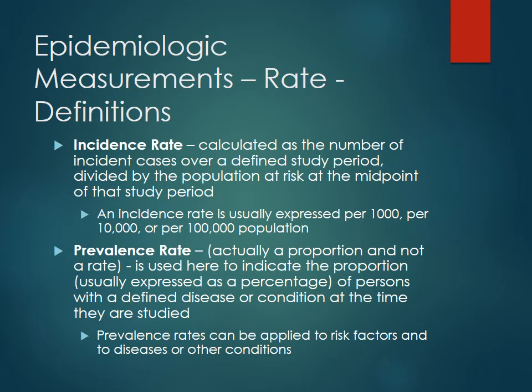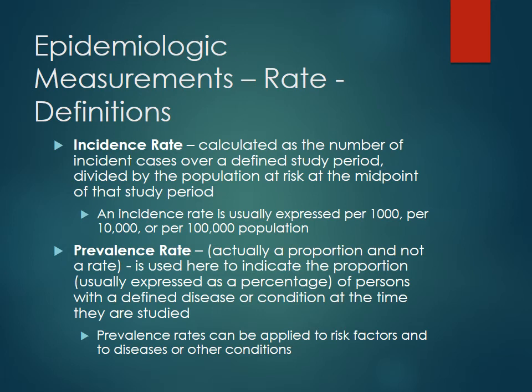Looking at a few different types of rate that we can view. Incidence rate is calculated as the number of incident cases over a defined study period, like what we were looking at in the case of the nursing homes, divided by the population at risk at the midpoint of the study population. Incidence rate is usually expressed as per 1,000, 10,000, or 100,000 population per your time frame.